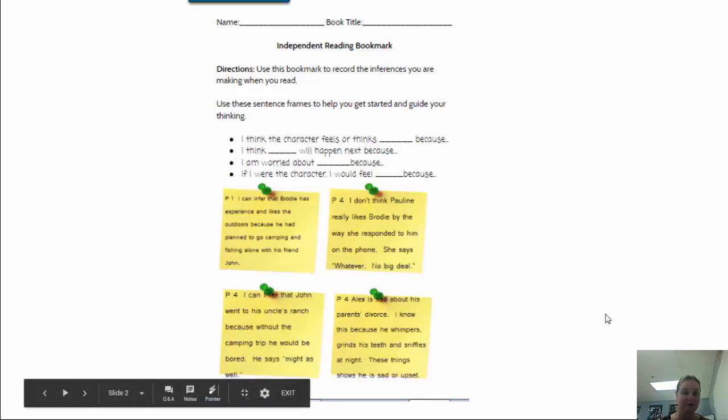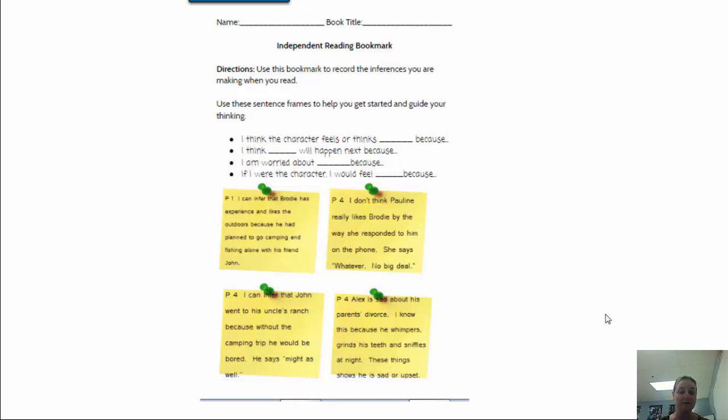On page 4, I also said, I can infer that John went to his uncle's ranch because without the camping trip, he would be bored. He says he might as well. And then my last inference is that Alex is sad about his parents' divorce. I know this because he whimpers, grinds his teeth, and sniffles at night. These things show he's sad or upset.